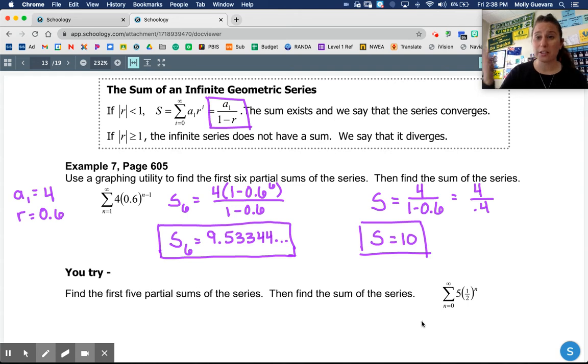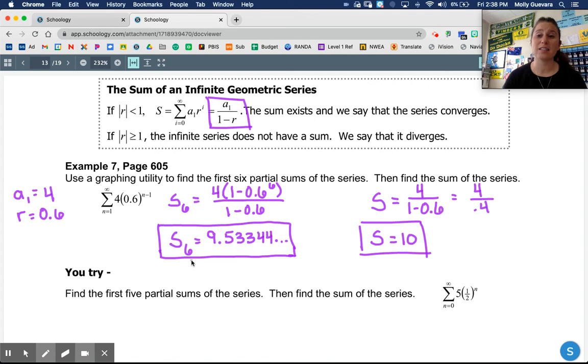And I keep going on to infinity, and it keeps getting infinitely closer and closer to 10. So the sum of the first 6 terms is 9.5, whatever. Maybe the sum of the first 100 terms is 9.7. And then the sum of the first billion terms is 9.85. And then the sum of the first trillion terms is 9.91 or whatever, totally making up those numbers. But the point is that as I keep adding numbers, I will get closer and closer to 10.